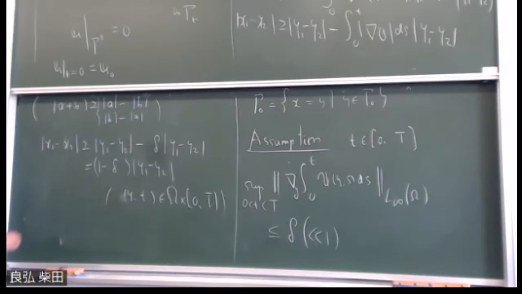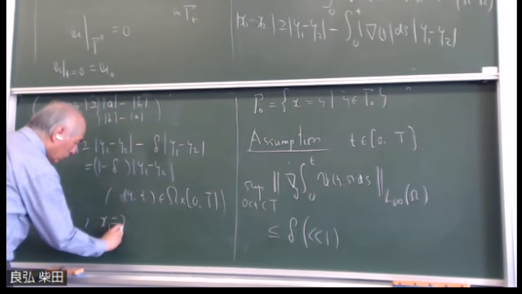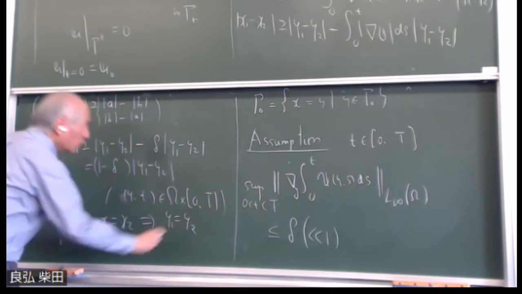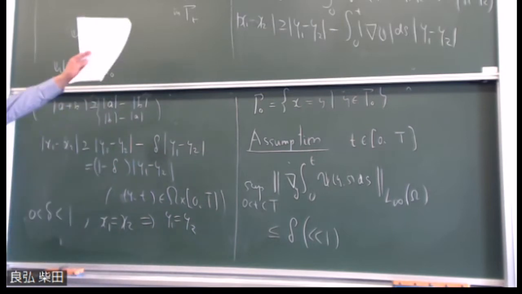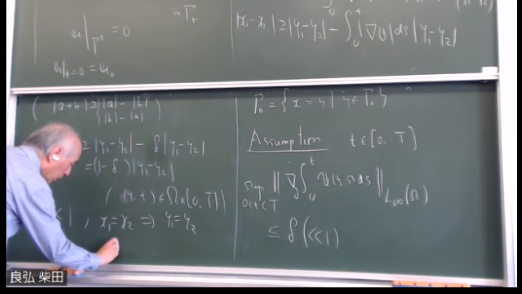Therefore, if delta is less than 1, then this inequality guarantees that y1 equals y2. So the correspondence is one-to-one. Injective.